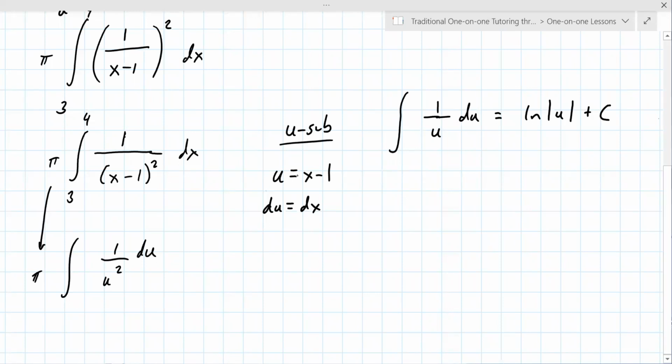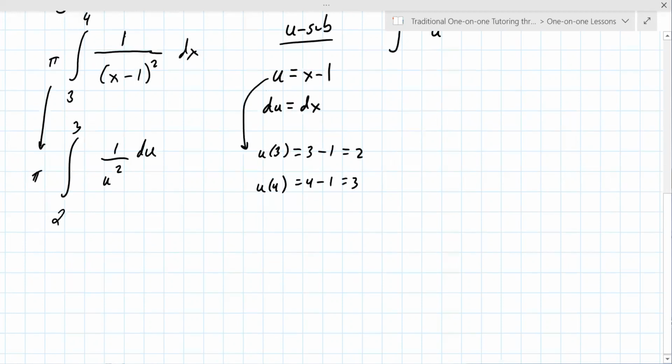So I'm going to just suggest we change the limits of integration. So you do that by putting the lower bound in for x. So it's 3 minus 1 is 2. So the lower bound becomes 2. The upper bound, you take that upper number 4, which is 4 minus 1, 3. So from 2 to 3. Right. And then you just integrate this thing.